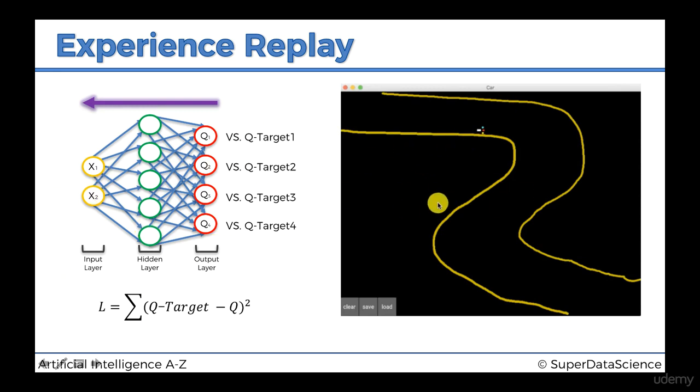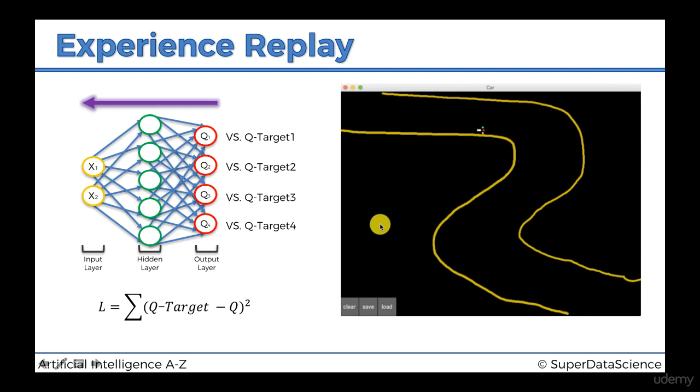And that way it breaks the pattern of that bias which comes from the sequential nature of the experiences, if you were to put them through the network one after the other. So that's the main focus of experience replay. That's the problem it addresses.